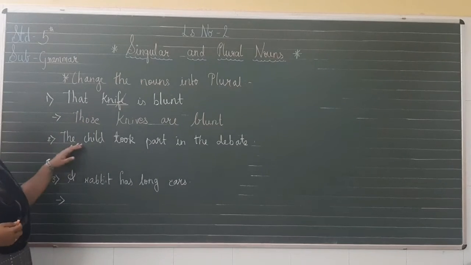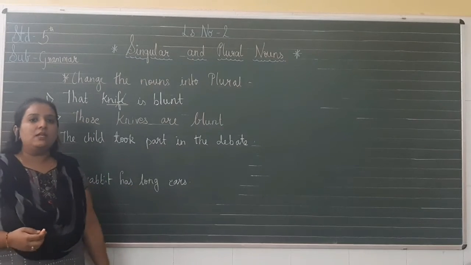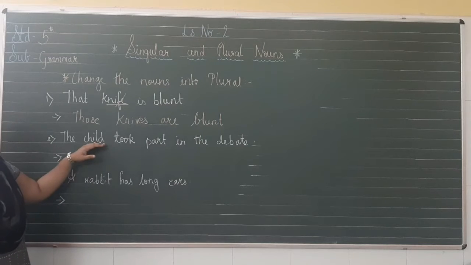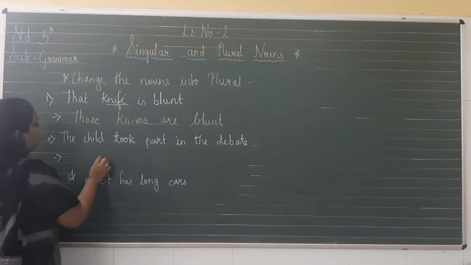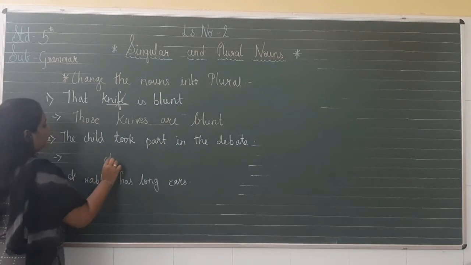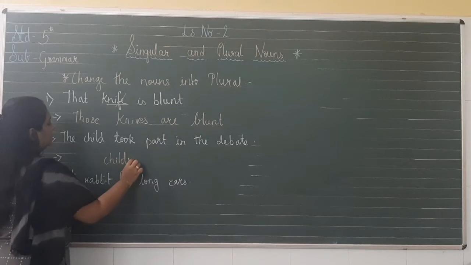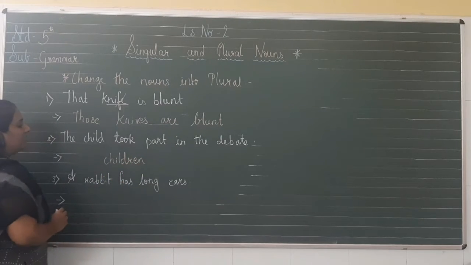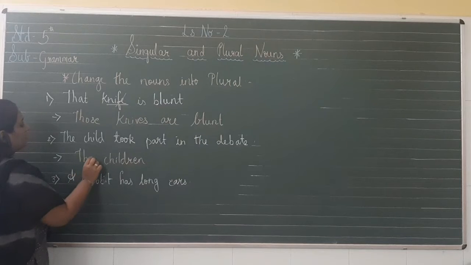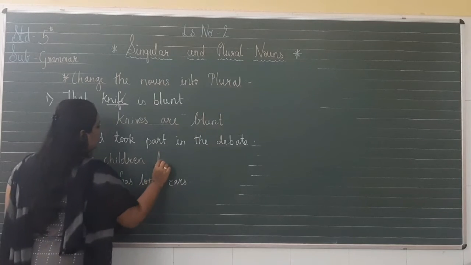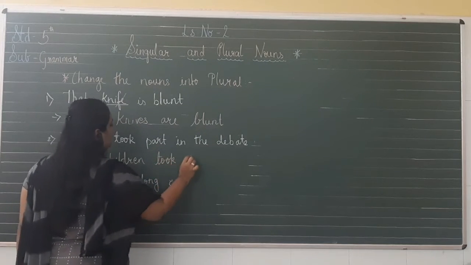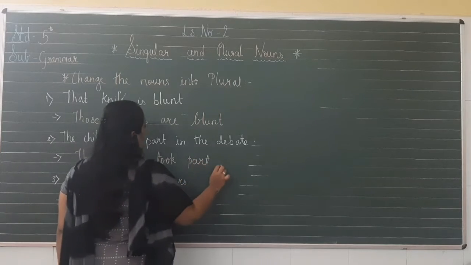Next sentence, the child took part in the debate. Now here the singular noun is child. We will change the singular noun into plural. So the noun will become children. Child to children. And the other necessary changes will remain as it is. The children took part in the debate.